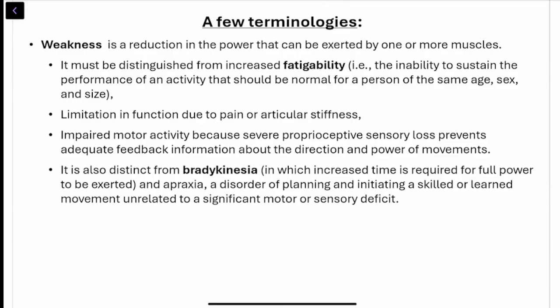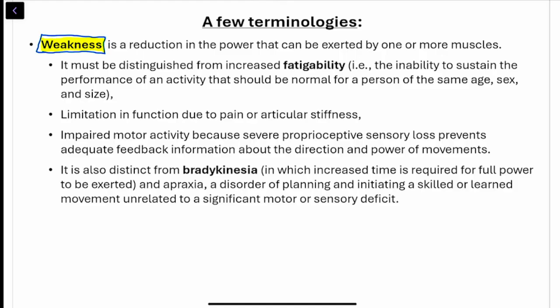Now coming on to a few terminologies which are very important, we must know these terminologies. They say weakness is a reduction in the power. This is the main term which is the concern of today's lecture. We have to understand what is weakness. Weakness is a reduction in the power that can be exerted by one or more muscles.